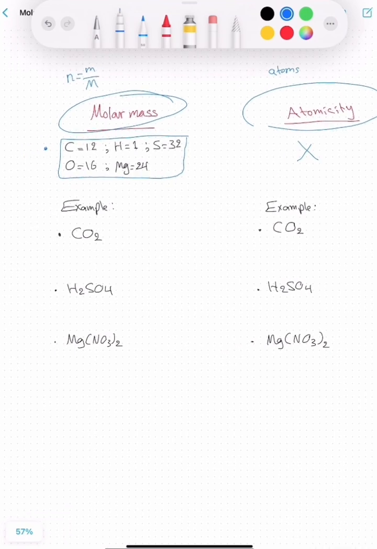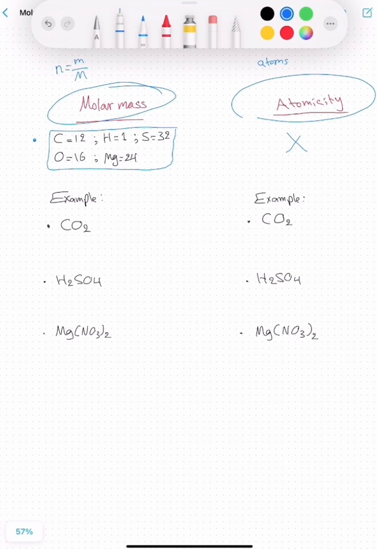Let's take some examples. For example, we have CO2. The molar mass of CO2, how would you calculate it? Because we have the atomic masses, it's easy. So carbon, how much is it? It's 1. So 1 times, how much is carbon? 12. 1 times 12. When you go to the next element, plus oxygen, it's 2. So 2 times, how much is oxygen? Oxygen is 16. So 2 times 16. We have 12 plus 32. It will be 44. And the unit is gram per mole.